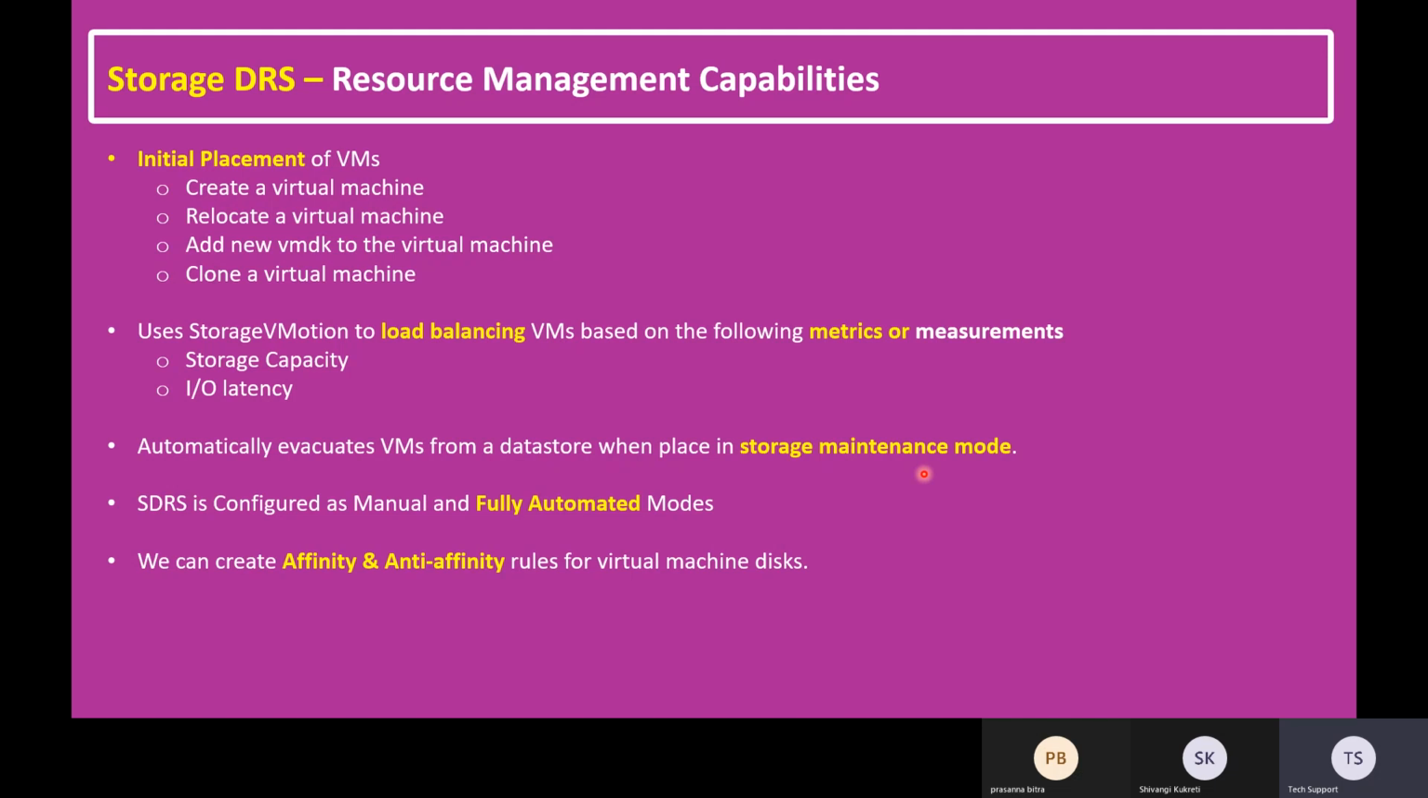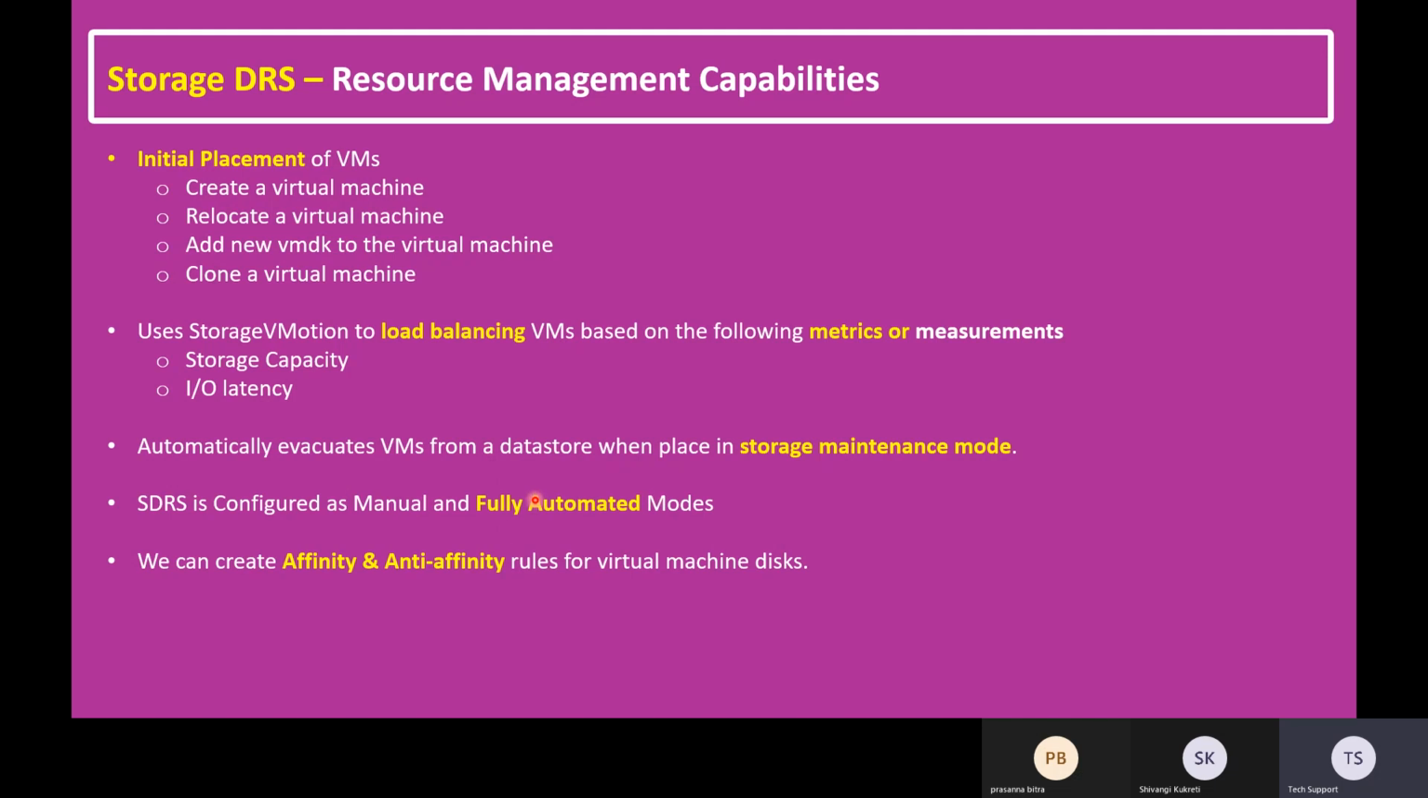Sometimes there is datastore maintenance. For example, if you are upgrading your VMFS datastore version from version 5 to version 6, or if you're upgrading NFS version 3 to NFS version 4.1. During this kind of upgrade scenario, we have to perform datastore maintenance mode. During this maintenance mode also, we have two methods. Either you can do manual SV motion, or if you have a storage DRS cluster, it will take care of automatic migrations. Okay. And storage DRS is configured as either manual or fully automated.